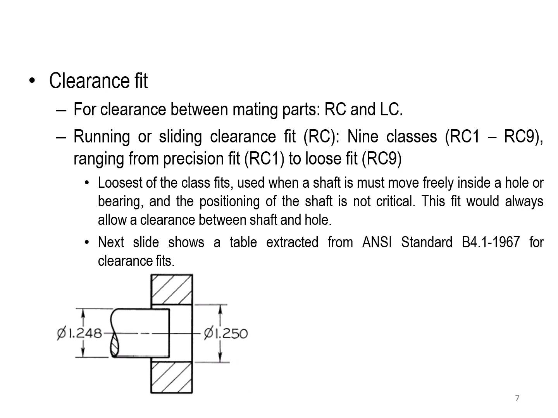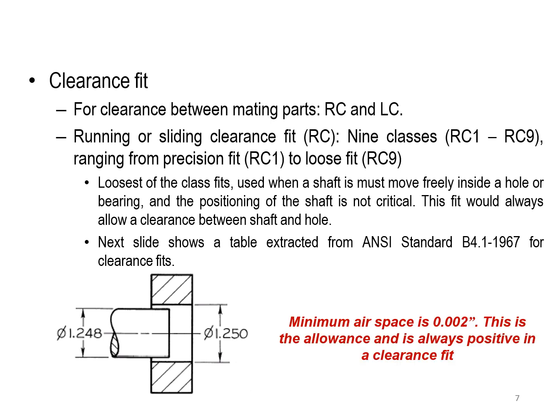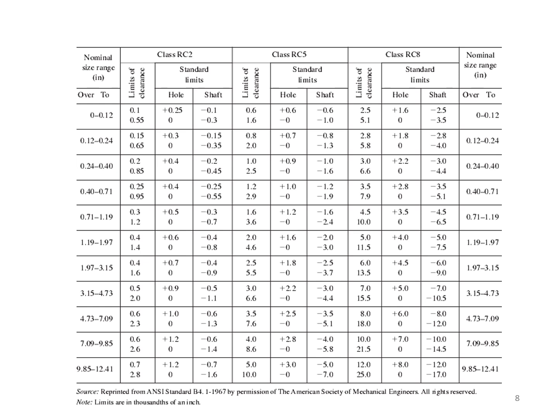The next slide shows a table extracted from the ANSI standard, B4.1 1967, for the clearance fit. So once again, you can see in this diagram that the maximum diameter of the shaft is less than the diameter of the hole. So the minimum airspace now is going to be 0.002 inches, and this is the allowance, and it's always going to be positive in the clearance fit. So that's the table, and I have updated the Excel sheet again to share it with you. It's going to be uploaded to the view today, and we're going to talk about it by tomorrow.